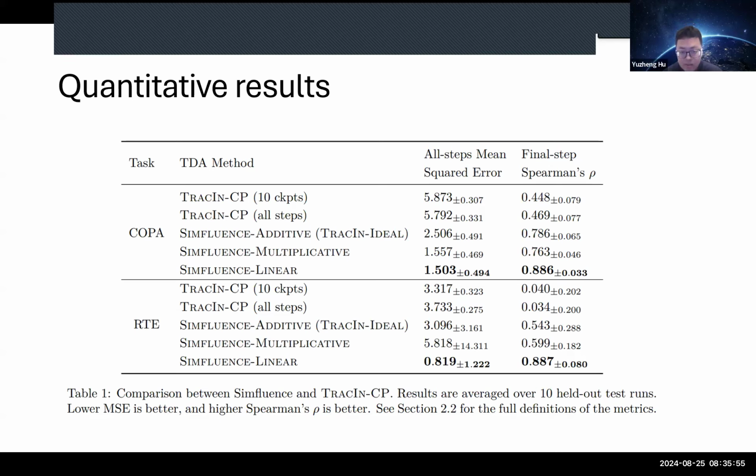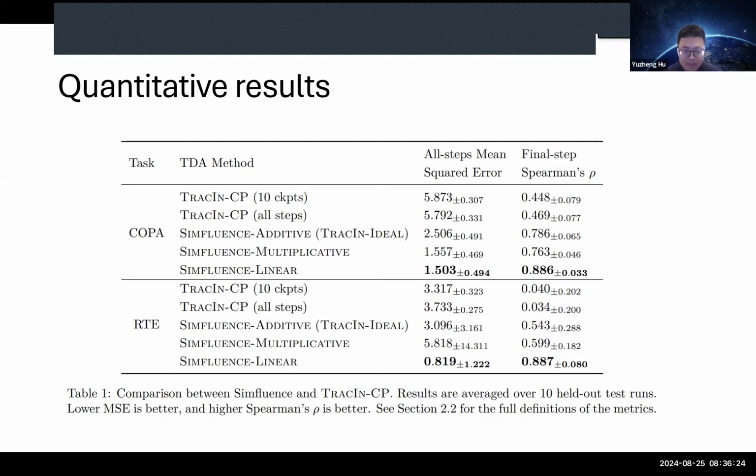So this is basically the same as Simfluence additive. By looking at these tables, there are a few things to note. First of all, clearly Simfluence linear, the general method that takes into account both the multiplicative and additive factors, performs the best, in the sense that it has the smallest mean square error and also the highest Spearman rho. This is the first observation for both of these two datasets.